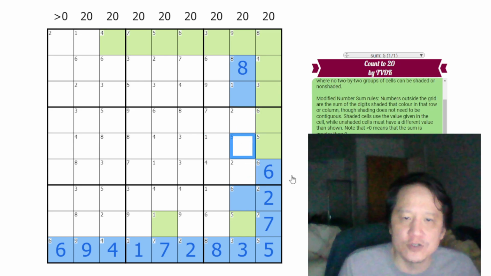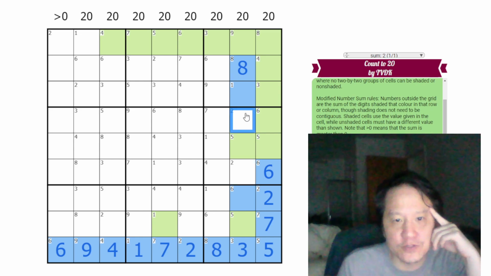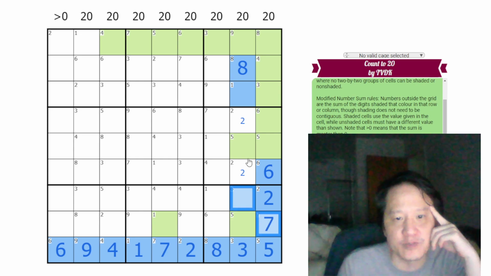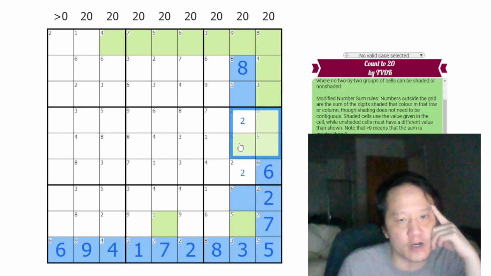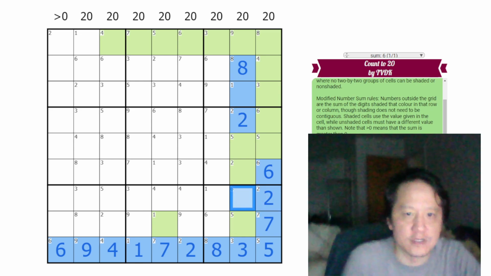2. One of the 2's is shaded. This is unshaded, right? So the 2 has to be here, and we don't know which. And one of them has to be shaded. Okay, well, actually, it has to be this one, right? Because there's a 2x2 square here, and 3 of them are unshaded. So this has to be shaded. So therefore, this is a 2. This is not 2.